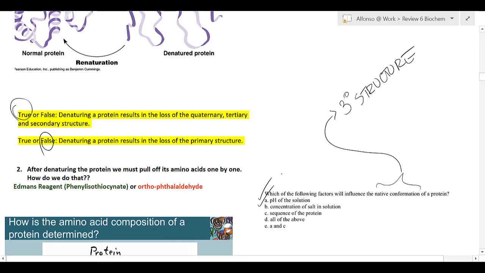Are there any questions about that? Every single polypeptide has a specific sequence of amino acids, and that specific sequence is what gives the protein its shape, its tertiary structure. Does that make sense? Okay, so is C true or false? C is true. Good job. What about D, all the above? Yeah, that's the correct answer. Are there any questions about that? Any questions at all? Okay.